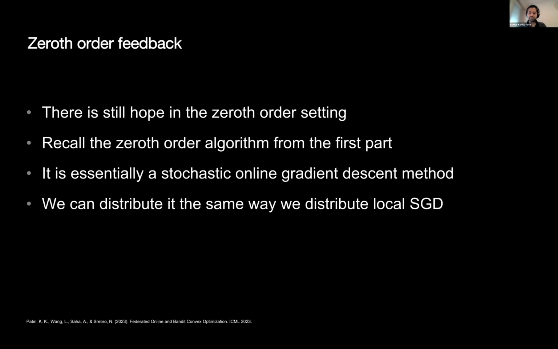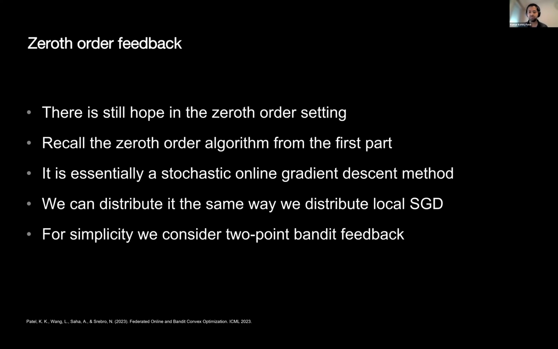And if you can distribute stochastic gradient descent in the form of either mini-batch SGD or local SGD, you can also distribute online stochastic gradient descent. So that's precisely the algorithm we are going to consider. We're not going to talk about the single feedback setting that's in the paper, but I'm quickly going to jump to the simpler setting of 2-point bandit feedback, because it's also possible to get better rates there.